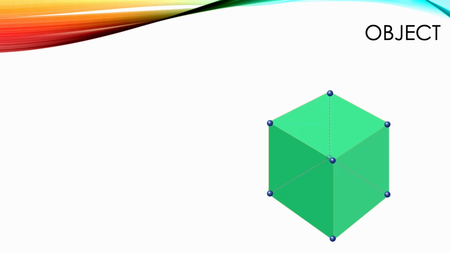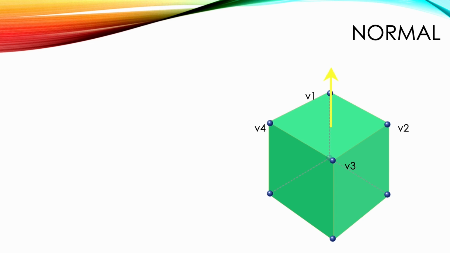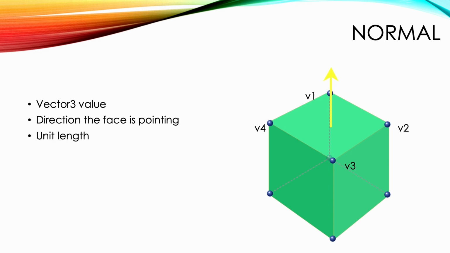An object is made out of vertices and faces. Suppose we have a cube. This has 8 vertices and 6 faces. Each face has 4 edges. Imagine the top face of this cube has the vertices v1, v2, v3 and v4. A normal is a Vector3 property that stores the direction in which a face is pointing. The length of this vector is usually of unit length, that is, it's 1 unit long.